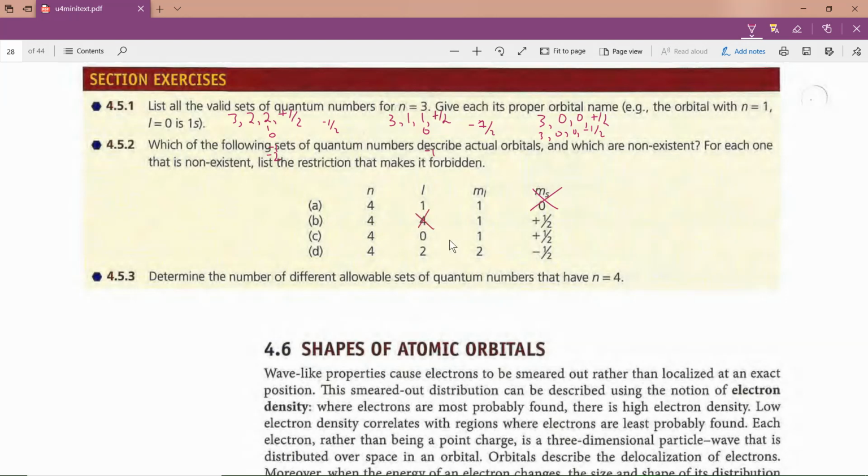Here, 4, 0, m sub l is 1, m sub s is plus 1/2. That's no good. m sub l can only be one value for it: 2 times 0 plus 1 is 1. One value, but that value can't be 1. It has to be 0, because m sub l ranges from minus l to plus l in steps of 1, and 0 to 0 is 0. n equals 4, l equals 2, m sub l equals 2, and m sub s equals minus 1/2. Yeah, that one's good. Okay, and then you can try n equals 4 for practice.